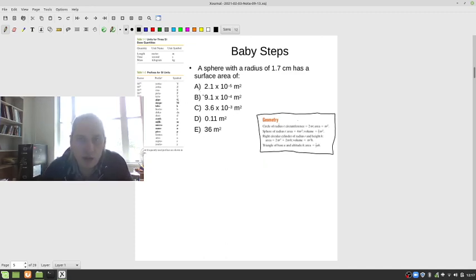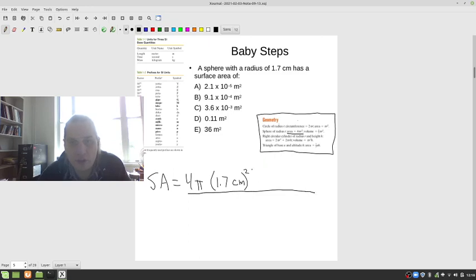In this type of problem, it says a sphere with a radius of 1.7 centimeters has a surface area of, well, for a sphere of radius r, the area is 4 pi r squared. So that's the surface area. It is going to be 4 times pi times 1.7 centimeters squared. And as before, I would need to use a couple train tracks to do my unit conversion.